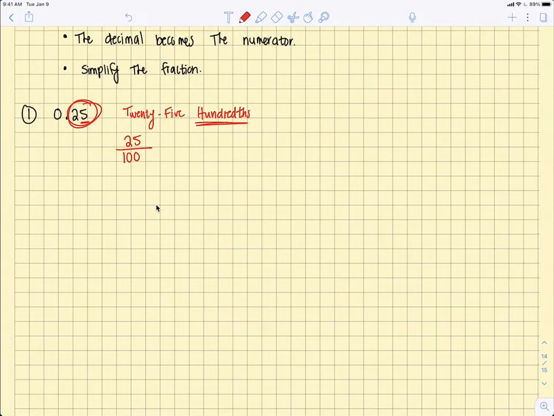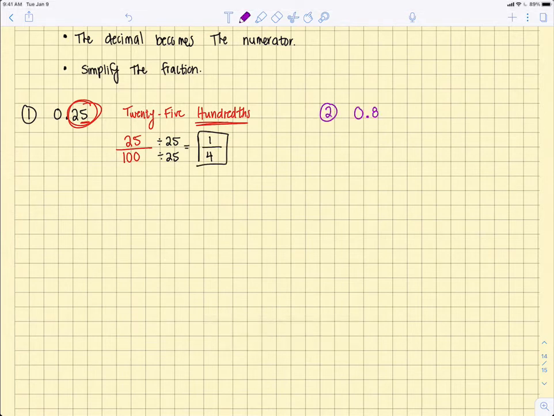So, what number goes into both 25 and 100? Well, I know that 25 goes into both of those. So if I divide the numerator and the denominator by 25, my fraction simplifies to 1/4. And that is my final answer.